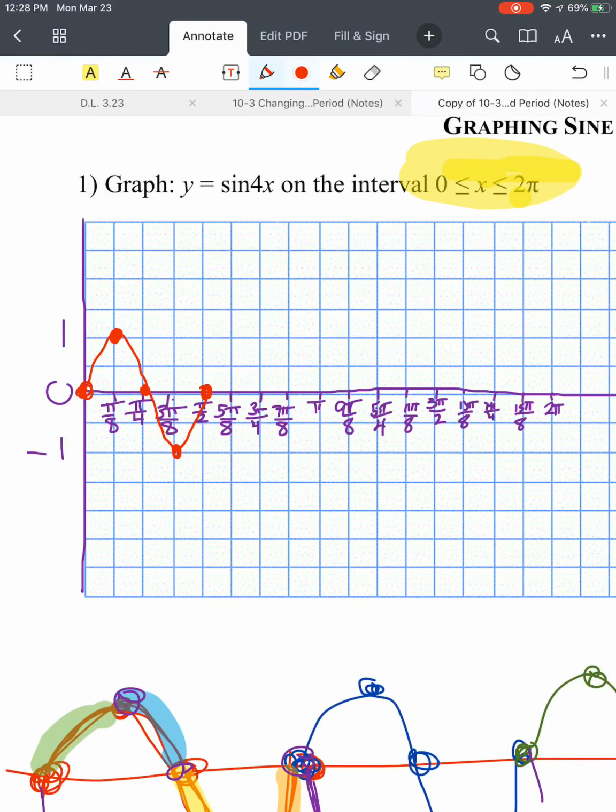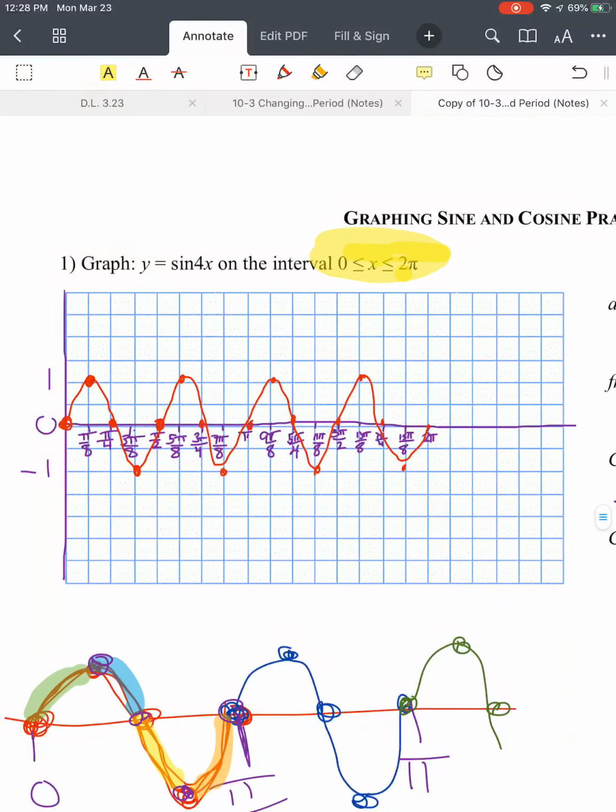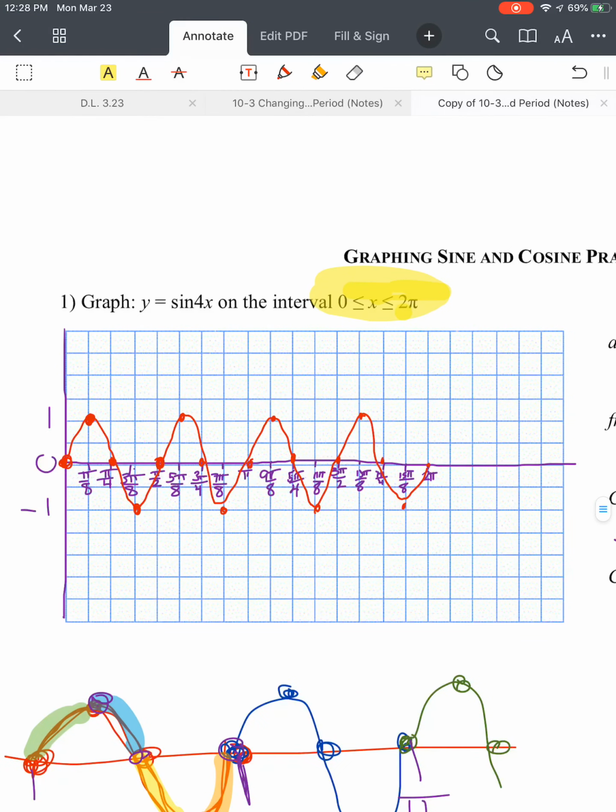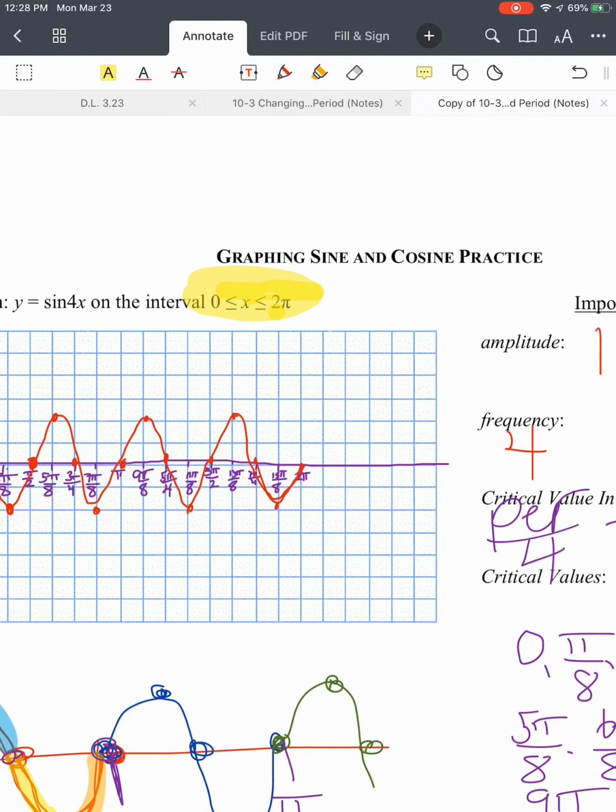Okay, let's continue on. So I did the middle. Now I do the top, middle, bottom, middle, top, middle, bottom, middle, top, middle, bottom, middle. Connect. Okay. All right. Sorry, it's not perfectly connected, but that's okay. Okay, so I see 1, 2, 3, 4 cycles from 0 to 2 pi, which is what I expect to see since the frequency is 4.